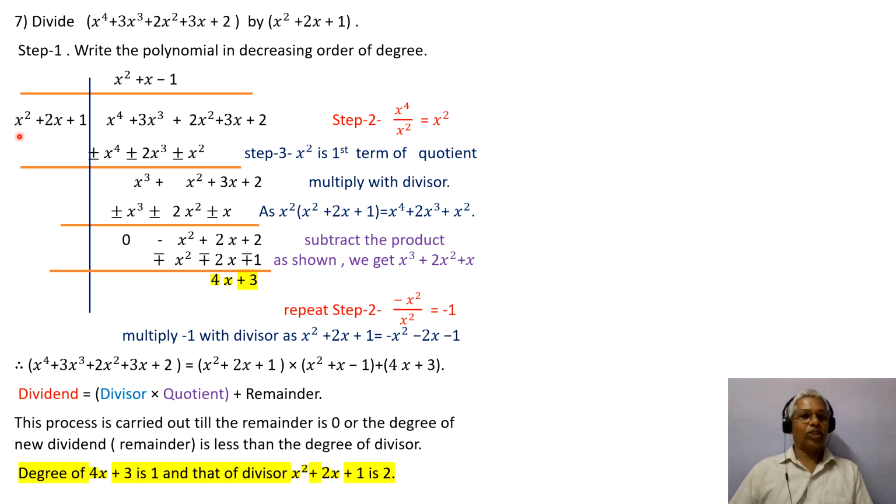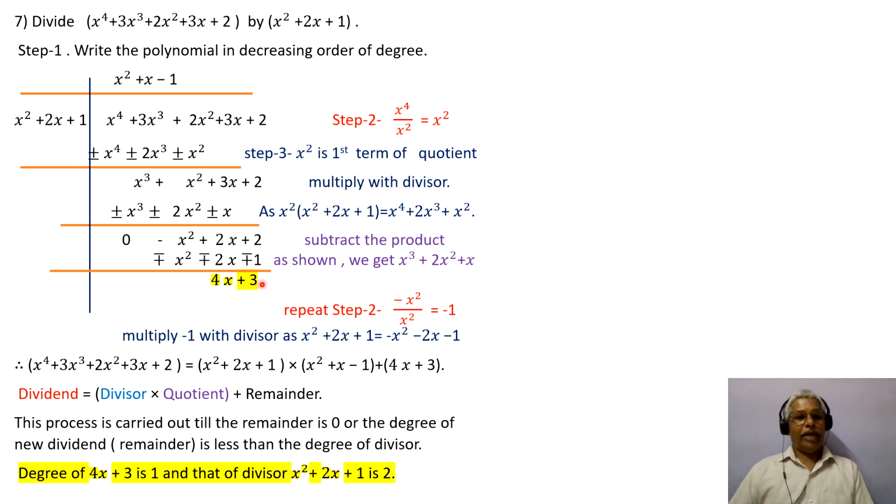Minus 1 into x square is minus x square. Minus 1 into 2x is minus 2x. And minus 1 into 1 is minus 1. Now change the sign: minus 2 plus plus plus. This goes, and you are left with 2x plus 2x is 4x, and 2 plus 1 is 3.